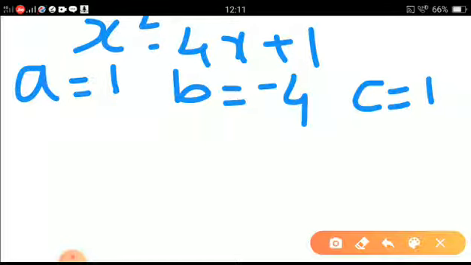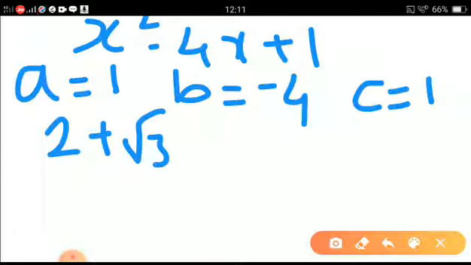So 1 zero is 2 plus root 3. I have to find the second zero. So suppose my second zero is equal to something, alpha. Then how could I find it? You know that this is 1 zero, and the sum of zeros, that is alpha plus beta, what is the relation? Yes, alpha plus beta is always equal to minus b by a.